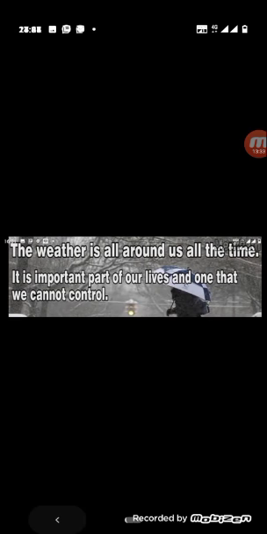Weather. Weather is all around us all the time. It is an important part of our life and one that we cannot control. Weather refers to the state of the atmosphere over an area at any time, and in terms of temperature, atmospheric pressure, wind, humidity and precipitation.